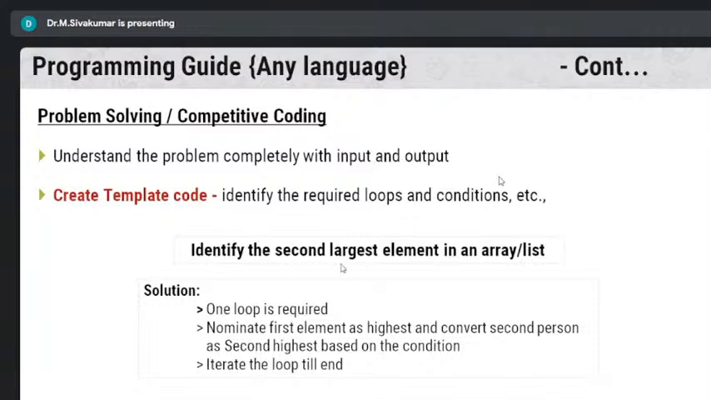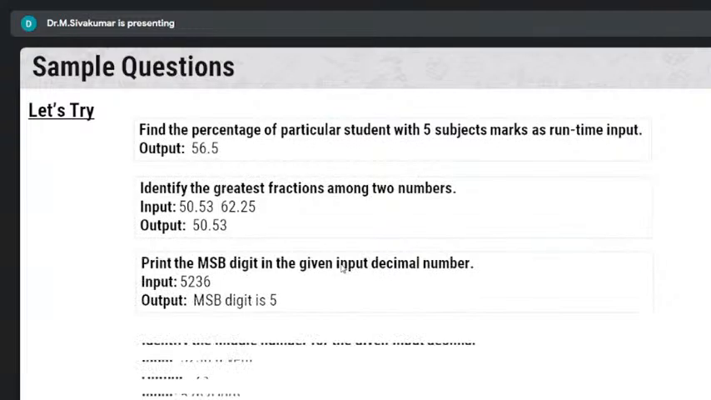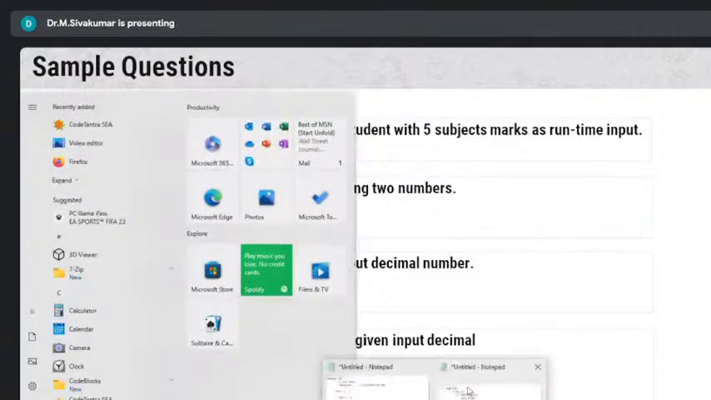I'll give a lot of suggestions also, and I have a lot of questions made by myself for understanding, for creating interest towards coding. This is all coming under the operator category. I'm not going with higher level problem solving questions here. Let me take a sample question here: find the percentage of a particular student with 5 subject marks as input. Okay, I'll demonstrate how to deal with these questions now.